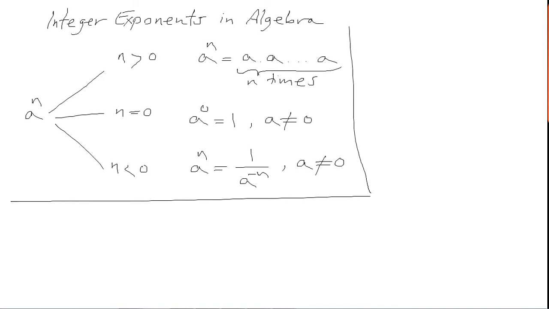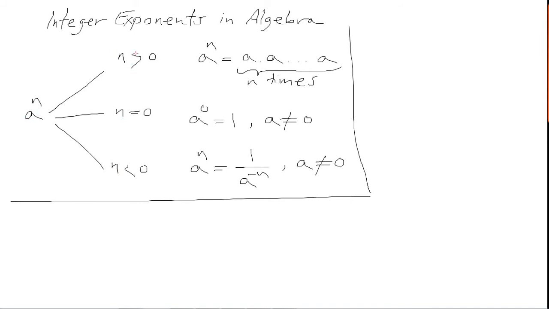Okay, this video is about integer exponents in algebra. So, this expression is read as a to the nth power. Also, you can read it as a to the power of n. And the definition of a to the power of n depends on whether n is positive, 0, or negative.